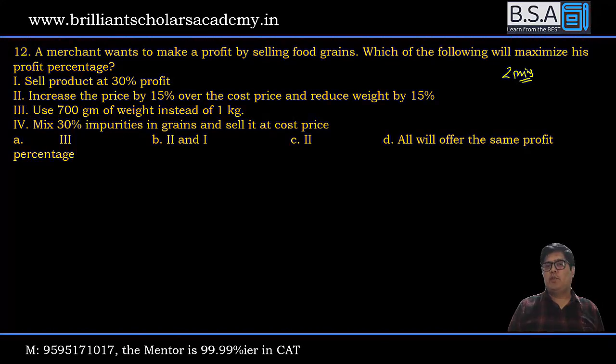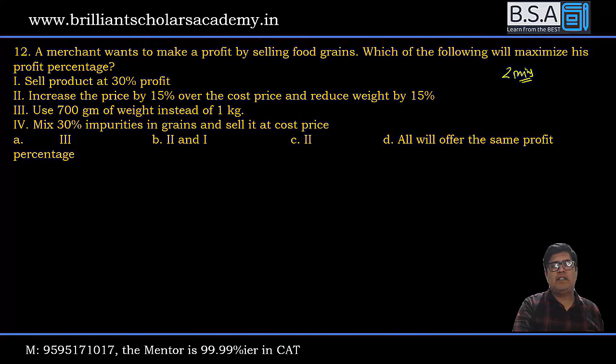A merchant wants to make a profit by selling food grains. Which of the following will maximize his profit percentage? Sell product at 30% profit, increase the price by 15% over the cost price and reduce the weight by 15%. Use 700 grams of weight instead of 1 kilogram. Mix 30% impurities in grains and sell it at the cost price. Which of these is the best choice for the person to maximize the profit?